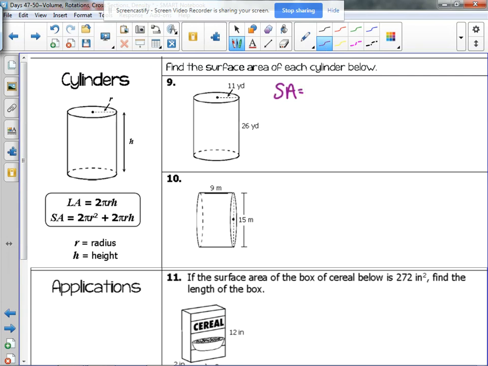So surface area is 2 pi. Do we have the radius? Yes, they gave us that, it is marked as the radius. So 2 pi times 11 squared plus 2 pi times 11 times the height of the cylinder. They gave us that as well. It is 26.